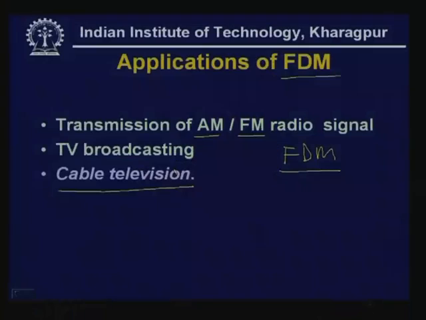So, these are the three important areas where frequency division multiplexing is used, and nowadays cable television is used not only for signaling video. Cable television can be used for the transmission of data.